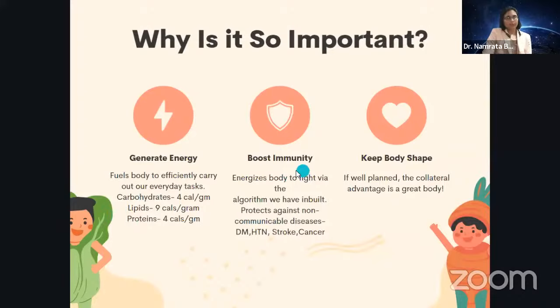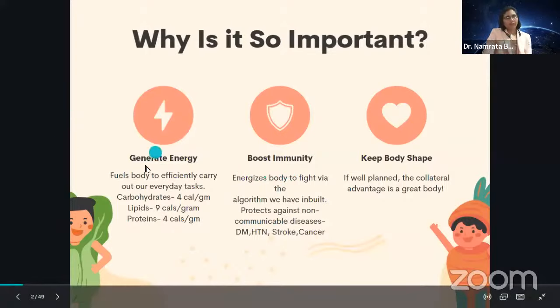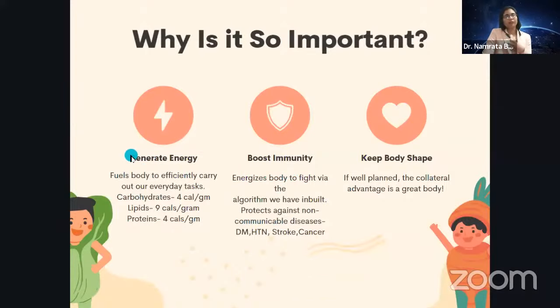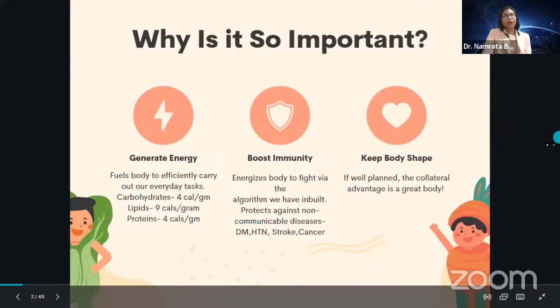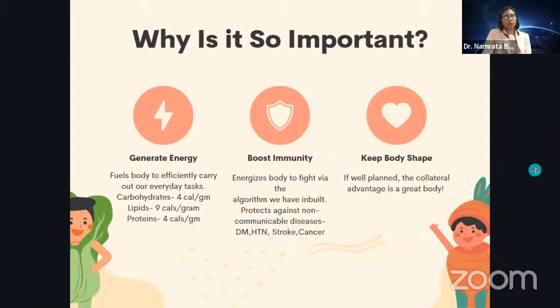Then boosting immunity. Whatever we eat fuels whatever algorithm we have in our human body to fight with the infection, that is energized because of the food we eat. And of course, the collateral advantage is keeping the body in shape. So if it is well planned and you have proper goals, then you have a good body. Now the thing is, more than this fuel, we all have started eating for pleasure, as a prestige issue, to fuel some emotions. So now why to eat right? So we'll just start with this.